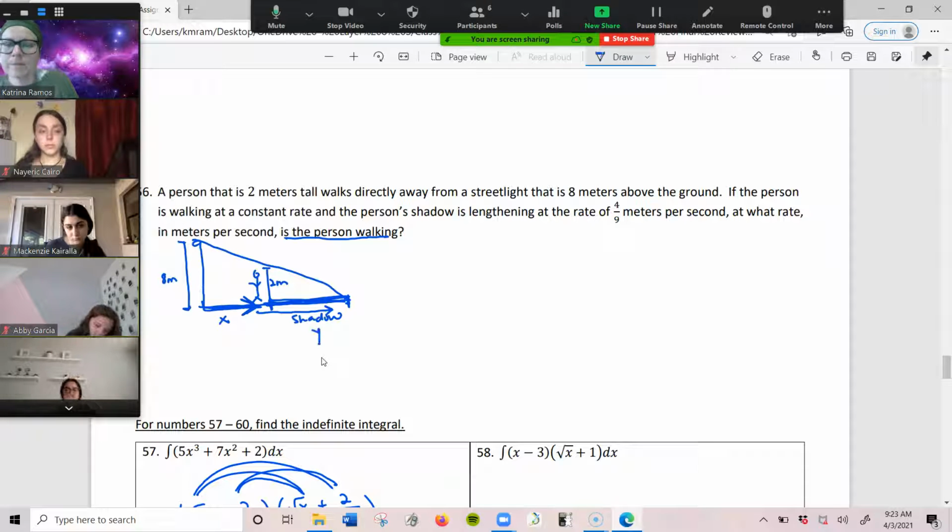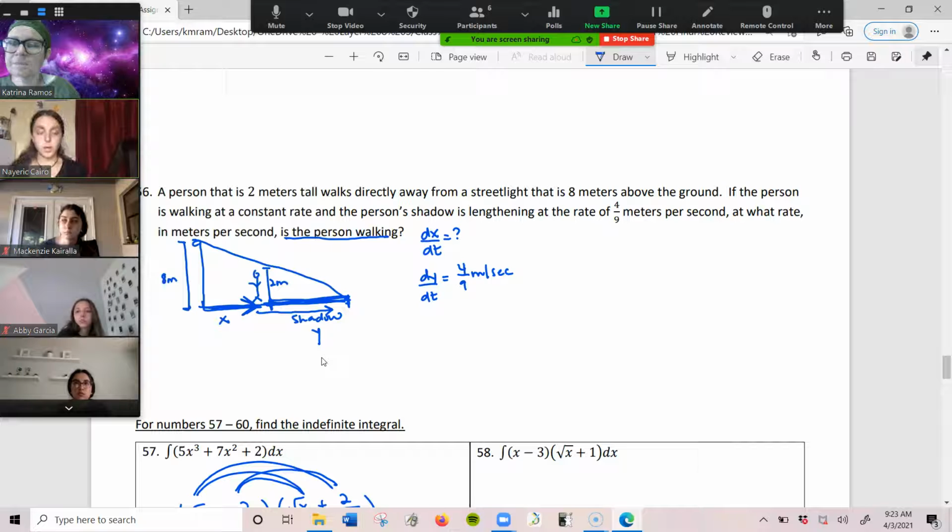I'll call that Y. So we have an X here and then we have the Y here. So those are my variables. So we're trying to figure out dx dt because that's the rate that I'm looking for. Yes? We are given dy dt. That is the rate in which the shadow is lengthening, which is 4/9 meters per second. So far, so good? Yes.